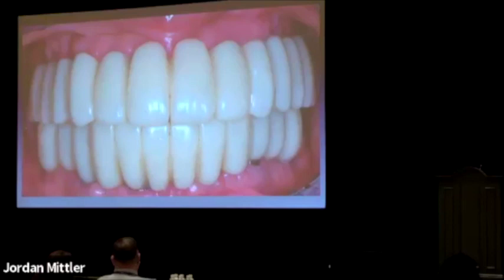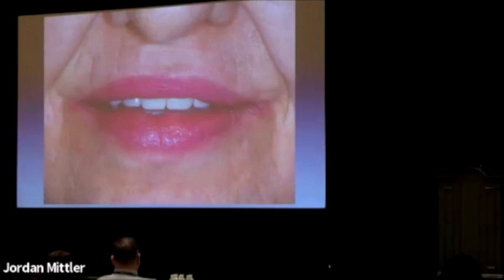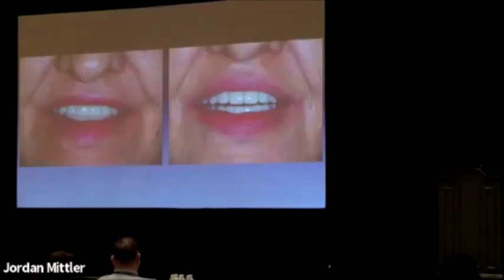So in this case, these are the PMMA try-in. She's been wearing them now for a couple of weeks. She's been happy with it. We're about to convert this to zirconia. But you can see, we can evaluate the aesthetics. We can evaluate her lip line, her smile line, and all that. And she's very happy having a fixed restoration.